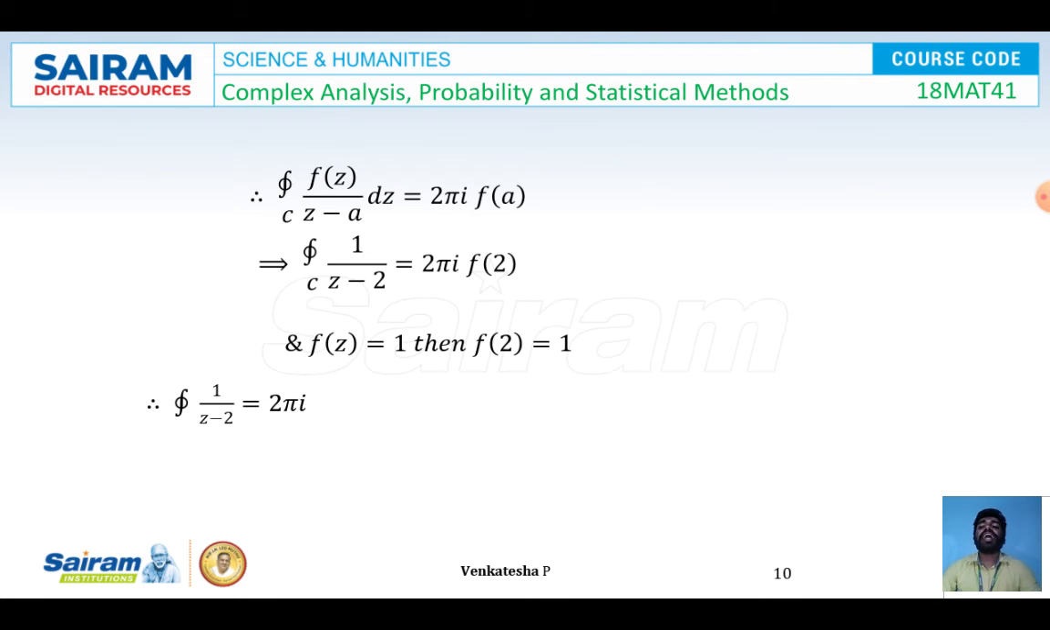So it is given by the integral over the region C of f of z by z minus a into dz is equal to 2 pi I into f of a. So it will become the integral over the region C of 1 by z minus 2 into 2 pi I f of 2. The function is 1, so f of 2 will obviously be 1. Hence I got the value of the integral of 1 by z minus 2 into dz will be equal to 2 pi I.